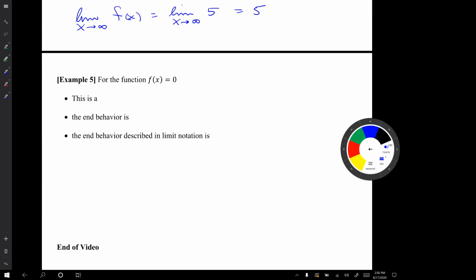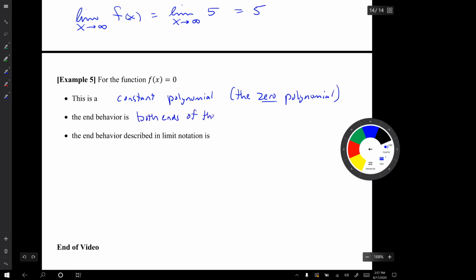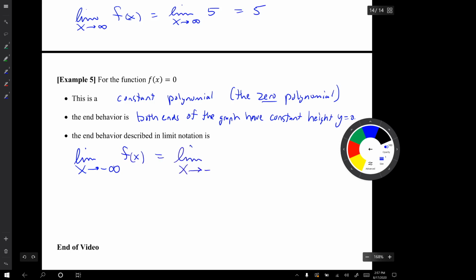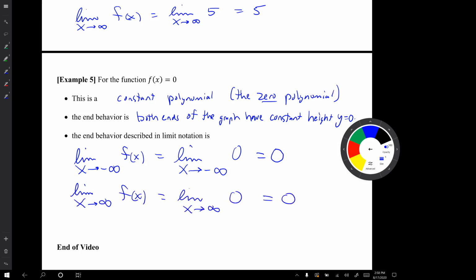Finally, for the function f of x equals 0, this is also a constant polynomial. So the end behavior is that both ends of the graph have constant height, y equals 0. And in limit notation, we would write the limit as x goes to negative infinity of 0 is 0, and the limit as x goes to infinity of 0 is 0. That's the end of the video.